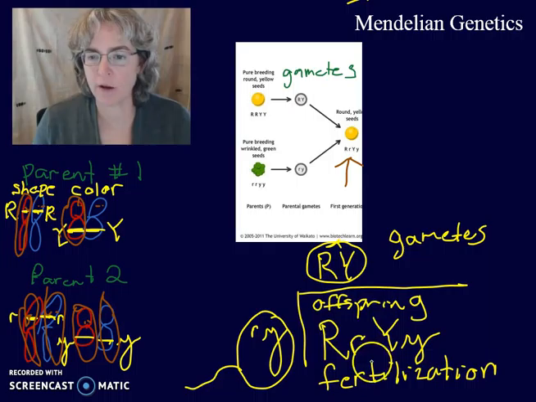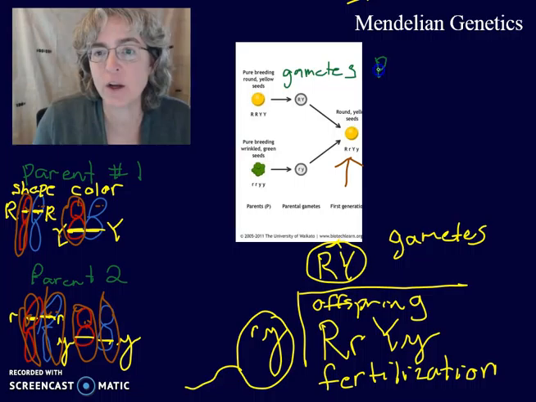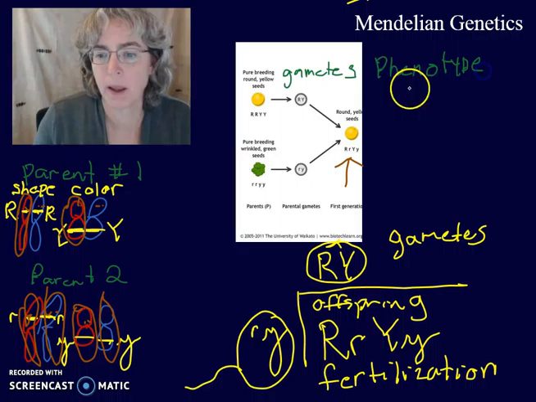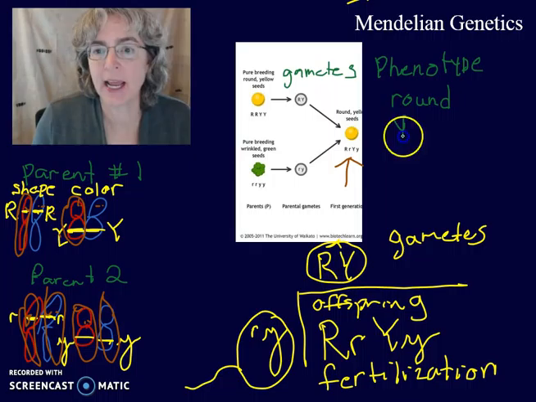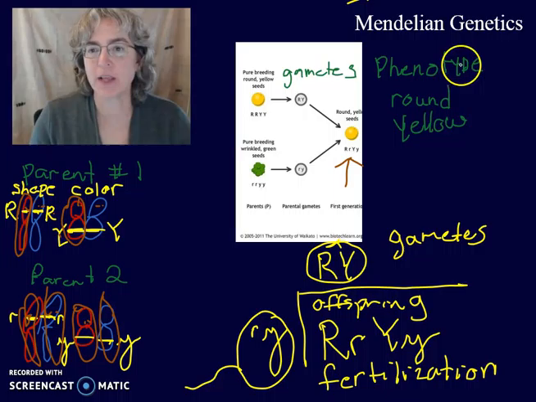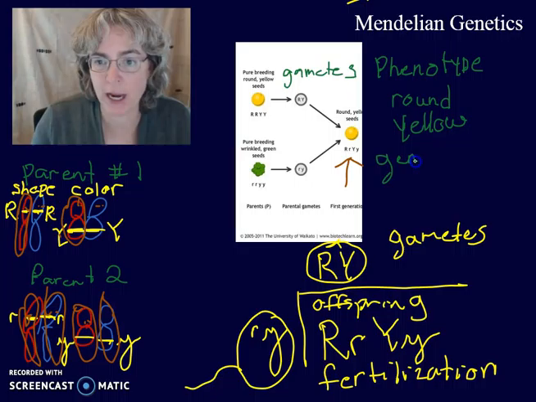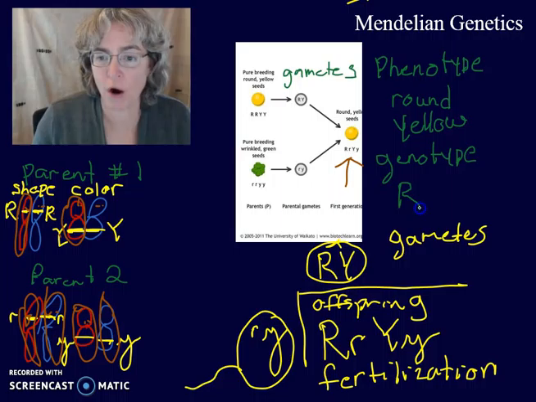And the offspring is heterozygous. So the phenotype of this offspring is, what is it? It's round seeds and yellow seeds. So that's the phenotype. This is the genotype. So what is the genotype? Let's write that again. Genotype is big R, little r, big Y, little y.